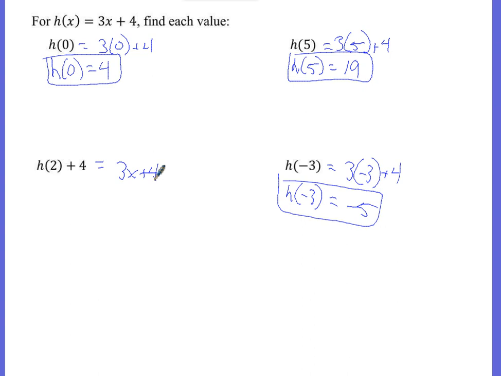Let me change that. I don't want 3x, I want 3 times 2. 3 times 2 plus 4. That's the h of 2 part. And then it says add 4 to that. So plus 4. You guys okay with that? Okay. Well, 3 times 2 is 6. 6 plus 4 is 10. 10 plus 4 is 14. So there's your answer.